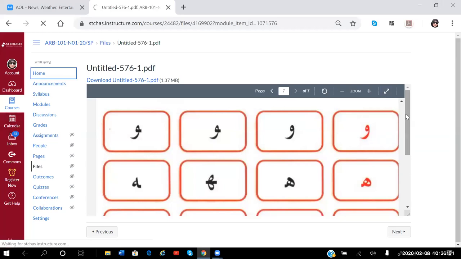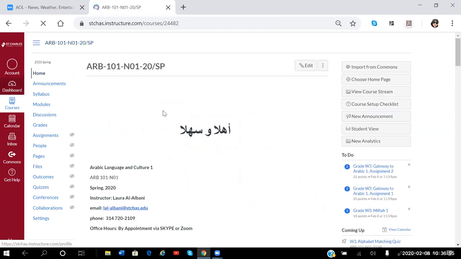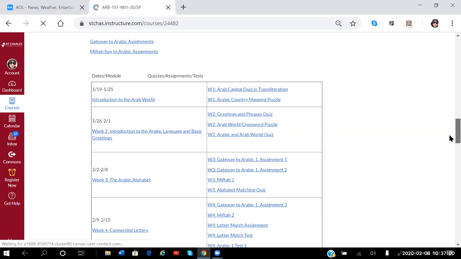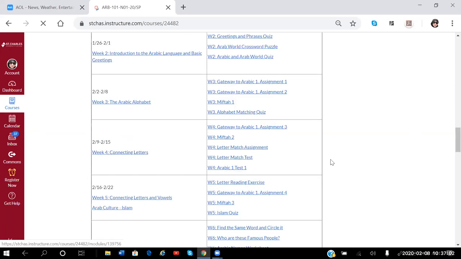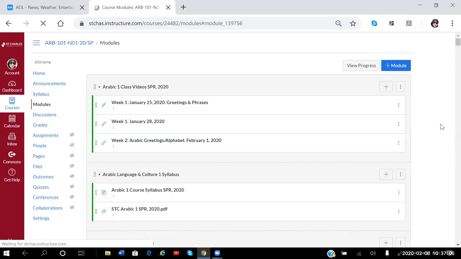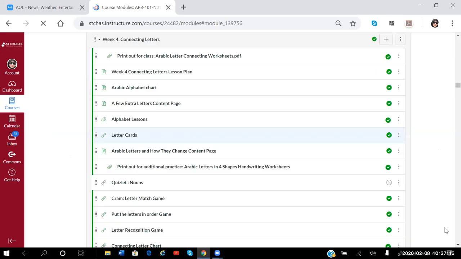I wanted to show one more thing: a few different letters that we haven't gone over yet. So how many letters are there in the alphabet? 28. Okay, there are a few that don't have full letter status. I'm going to show you what they are.